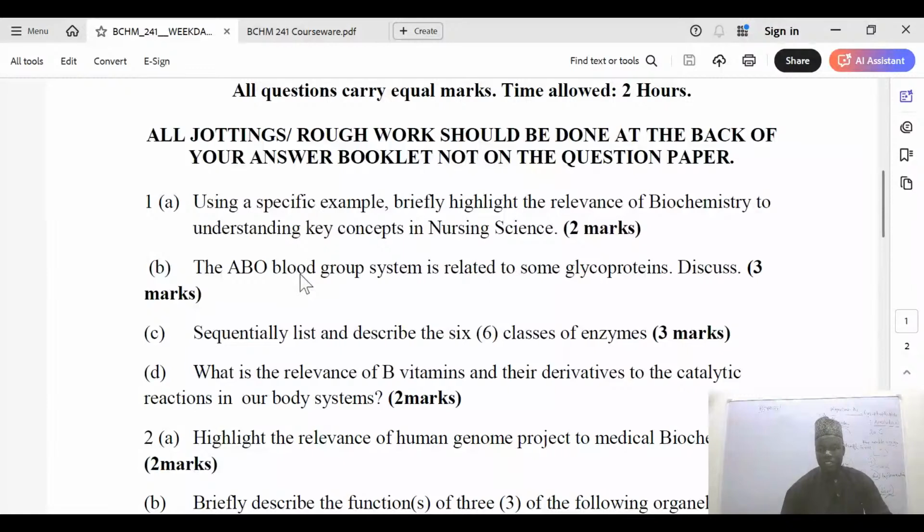Thank you, sir. But please throw more light on how we inherit blood groups.